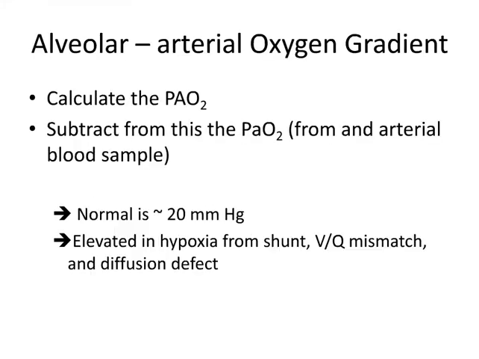So how do you calculate the AA gradient? To do this, you need to know the PAO2, and we've gone through how to calculate that using the alveolar gas equation. From PAO2, you subtract PaO2, which you can get from an arterial blood gas. You should know that a normal AA gradient is about 20 millimeters of mercury. If the AA gradient is not normal, meaning that it is higher than normal, then hypoxemia cannot be from hypoventilation or decreased inhaled oxygen. It must be due to either shunt, VQ mismatch, or diffusion defect.